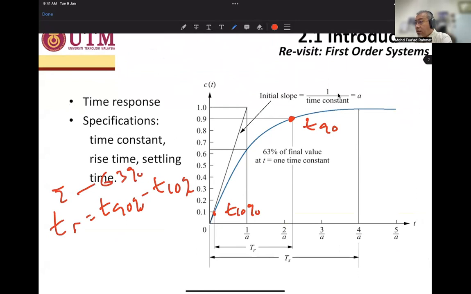And finally, the settling time is shown here, at this point, which is the settling time. So usually we call it 4 divided by A, where A is 1 over the time constant.